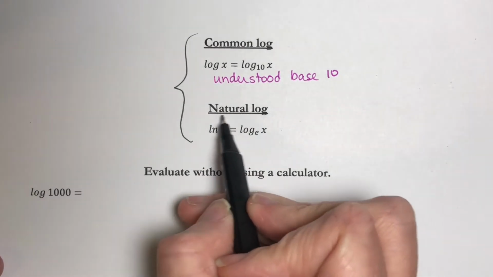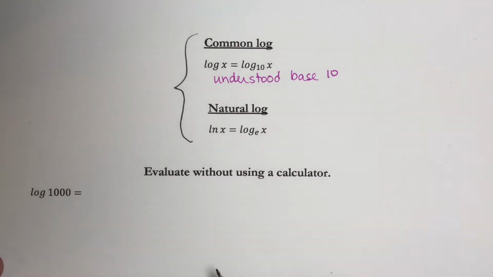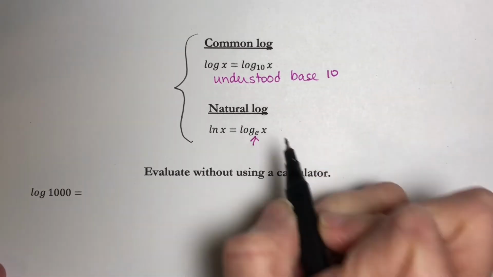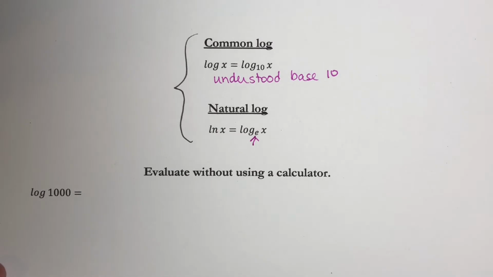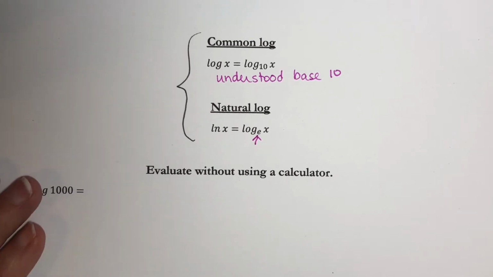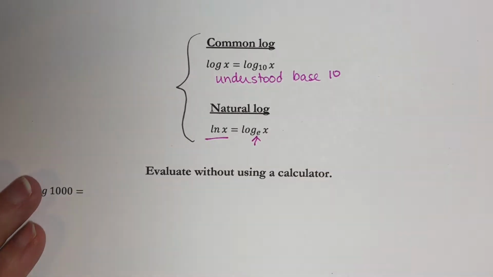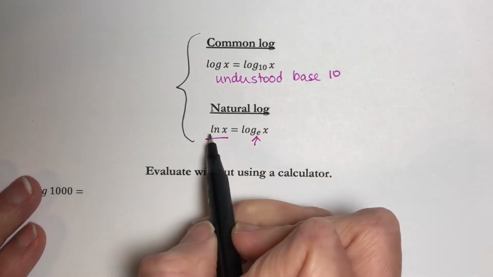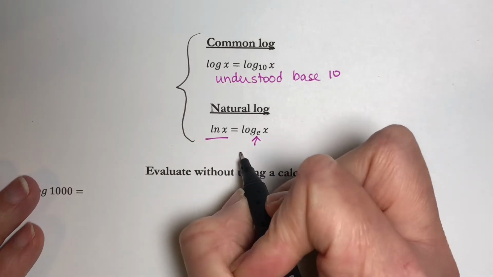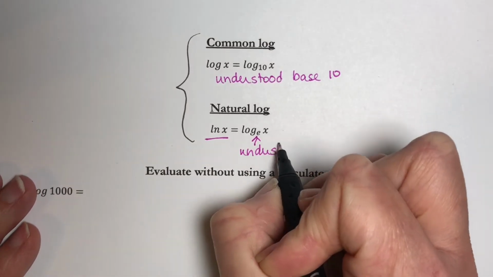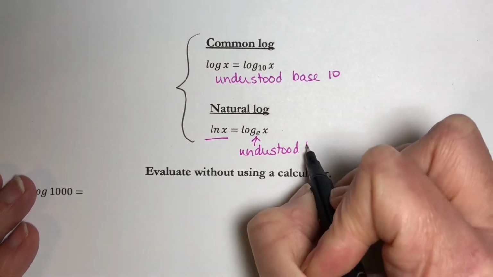Now, we also have what we call natural log, and it involves the number e. If you recall from the last section, e is like pi. It comes up naturally. It comes up in a lot of different circumstances. But it is also a number that never ends and never repeats. We use ln instead of writing out log for a natural log. So if you see ln x, that's an understood base of e.